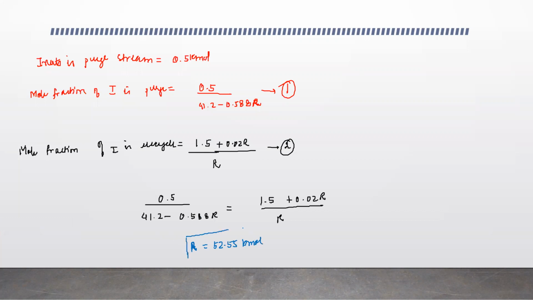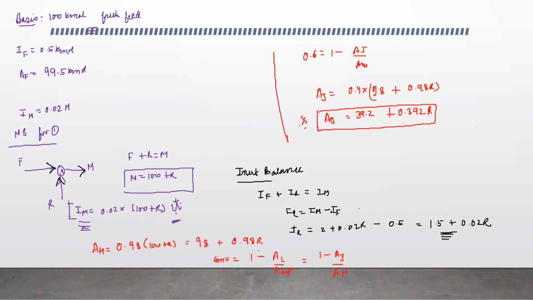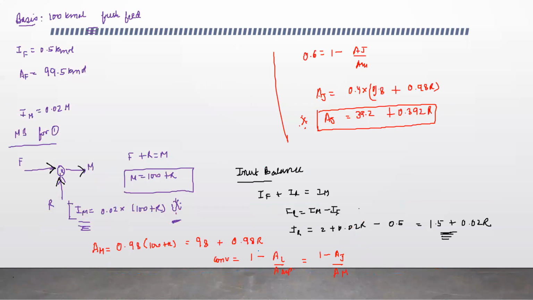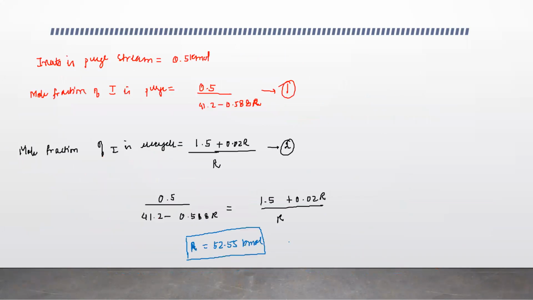52.55 kilomole. That is going to be R. Okay. Now we have to find the moles needed to be recycled per mole of total feed to the reactor. So feed to the reactor is M, right? So M, we have 100 plus R. So M is basically 152.55 kilomole. Therefore, R by M, total moles to be recycled per mole of feed to the reactor.